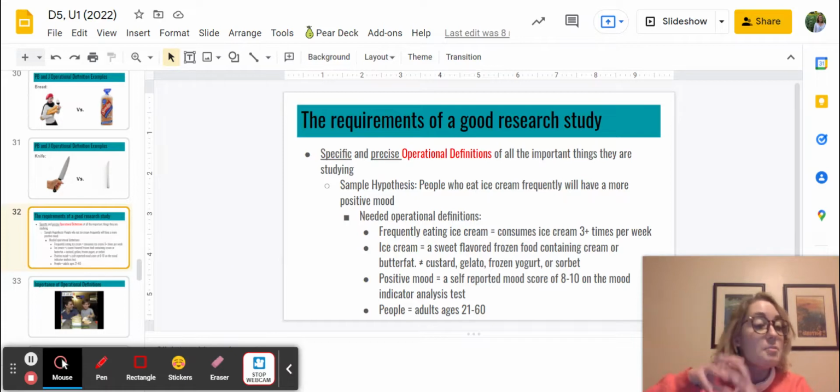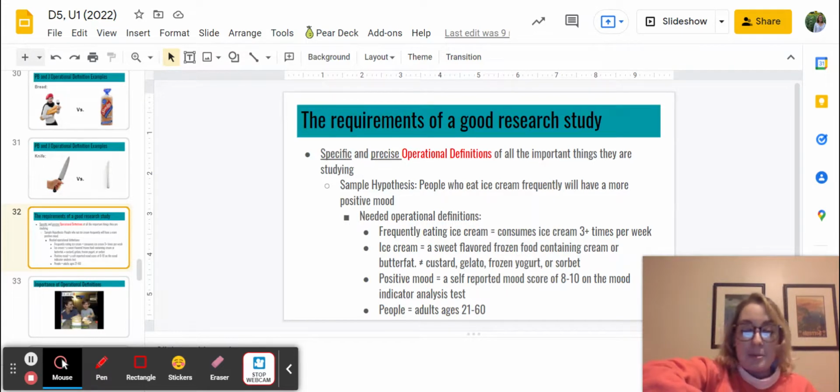So you need to say, how are you measuring someone's mood? Are you measuring it by seeing if they smile? Are you measuring it by having them self-report, like saying, I'm happy? Or are they taking a survey and they get a mood score of like an 8 to 10? With operational definitions, it's really how are we measuring the dependent variable, is another way to phrase it. So in this case, I said you are measuring your mood by self-reporting on a scale of 8 to 10 on what I called the mood indicator analysis test.